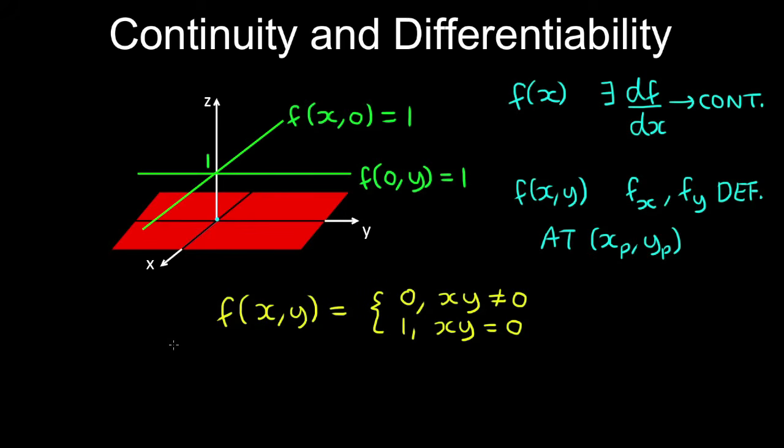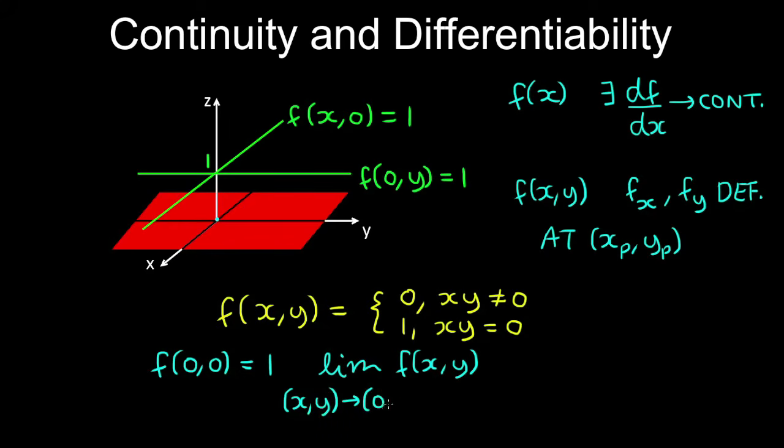Now at the origin, the function evaluates to 1, but the limit of the function as the point with coordinates x, y approaches the point at the origin does not exist. So we can see this by the two-path test. So for example, if we approach the origin along this line, the limit evaluates to 1. And if we approach the origin along this line, then the limit evaluates to 0.